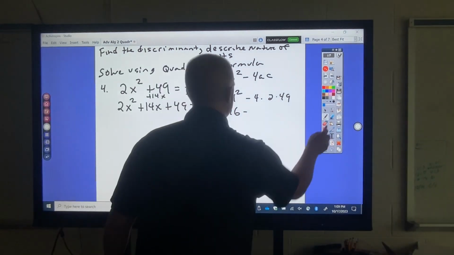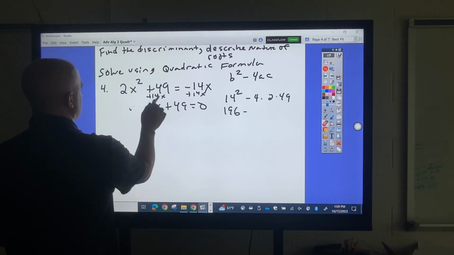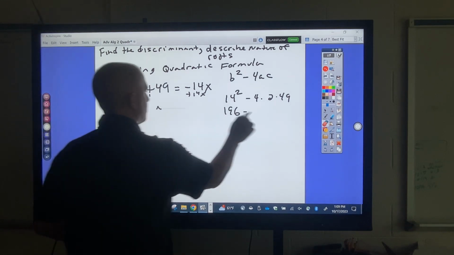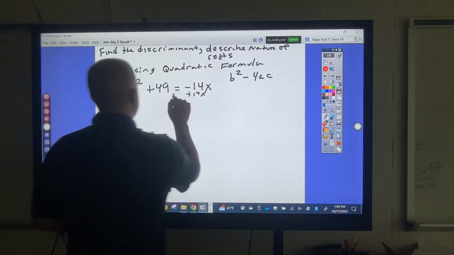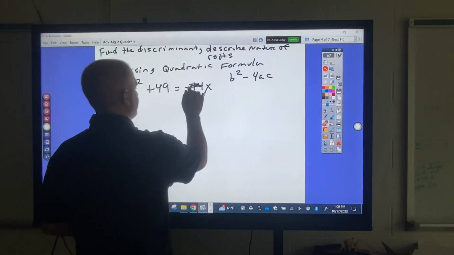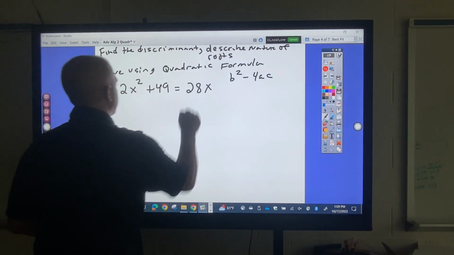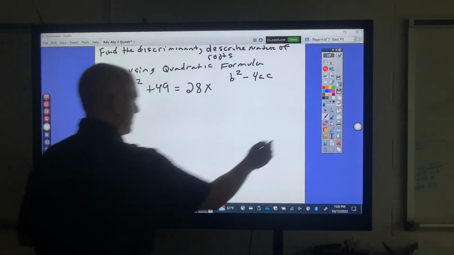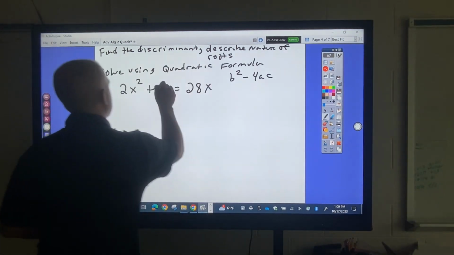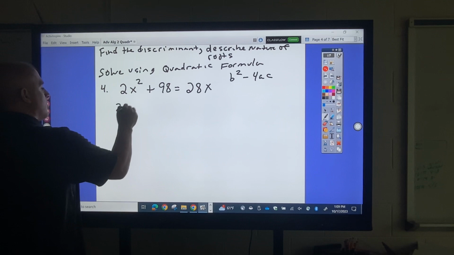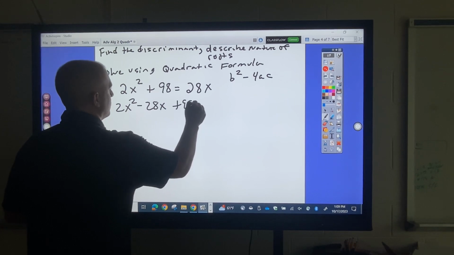Oh, sorry, this is not correct. This is not the problem that I want. Hold on 1 second. Let's start this over again. I want to change this problem. Apologize. I want to make this a 28x. I want to make this a 98. Sorry about that. Let's redo this. 2x squared minus 28x plus 98 equals 0.